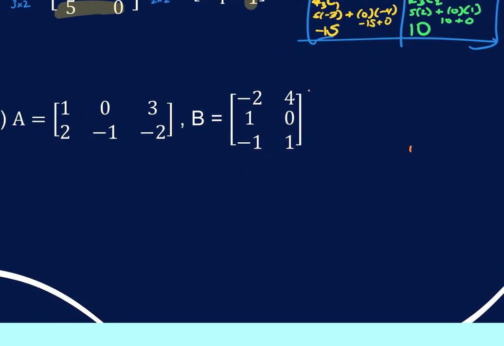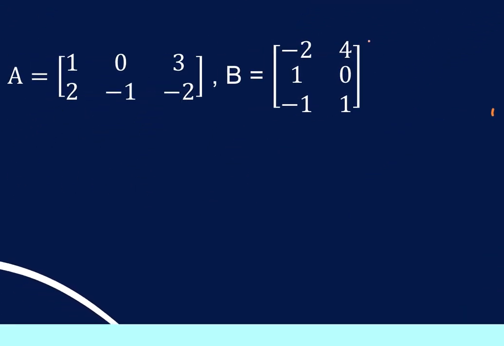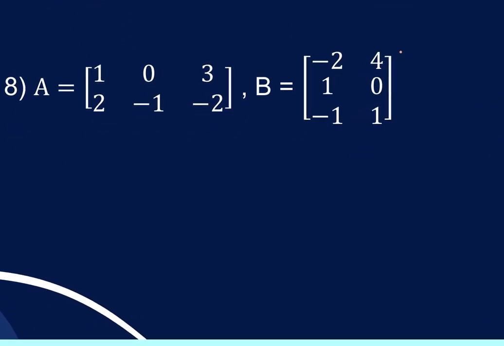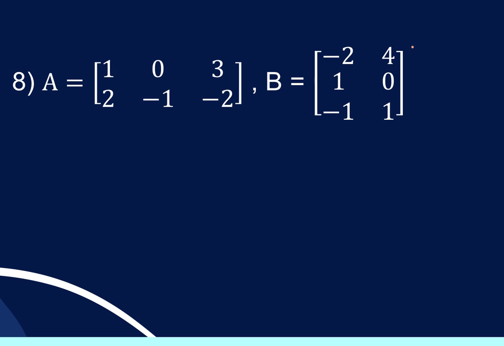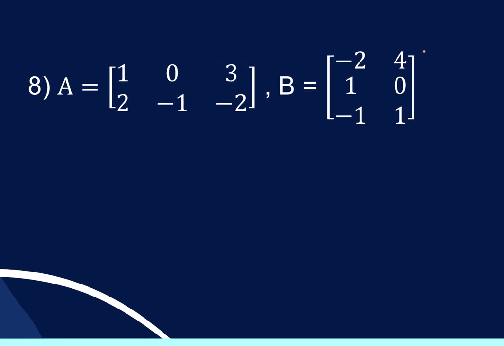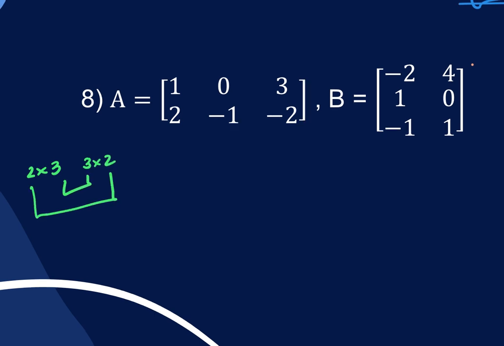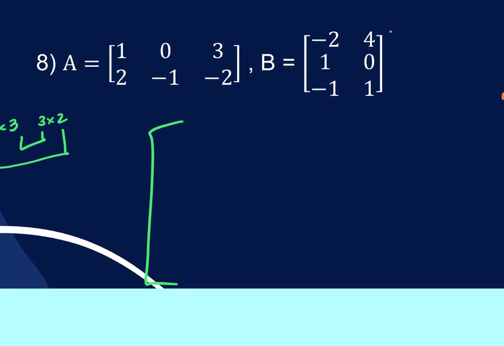Okay, so now we go to 8. Again, the order is still A then B, which is important. What are the dimensions of A? 2 by 3, good. What are the dimensions of B? 3 by 2. So is it possible? Yes, the middle two match. What's the outcome going to be? A 2 by 2.